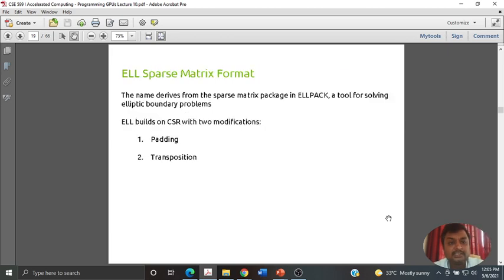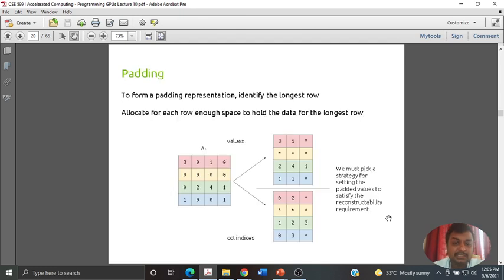Okay, ELL representation: what it is doing is basically the same representation. Whenever there are zeros, you represent them by star marks or a wildcard character or some negative number, so that you come to know that it was zero. Why it happens is because you are padding zeros whenever there are no elements. So you make it some kind of a largest row, so that the elements in each row are equal to the largest row.